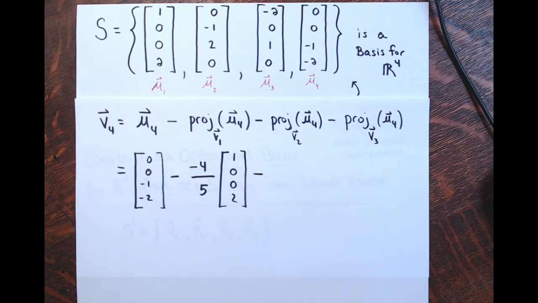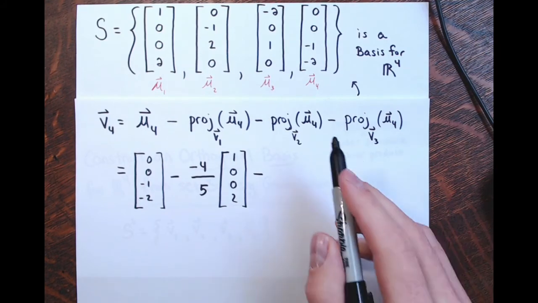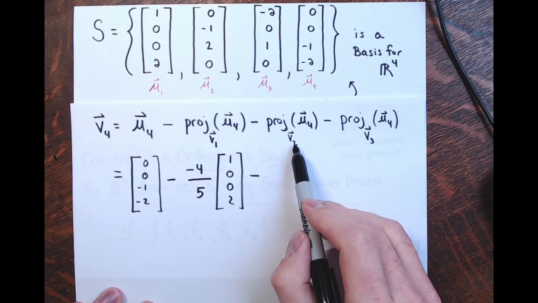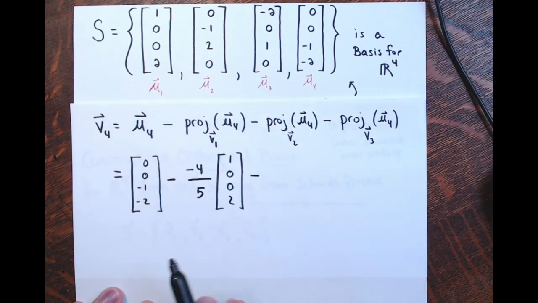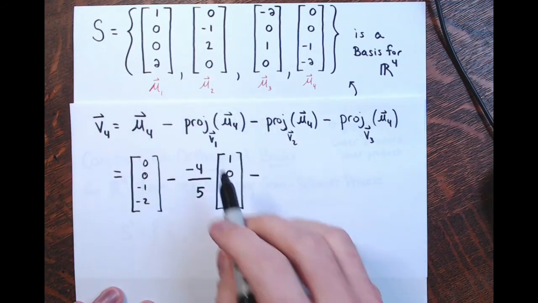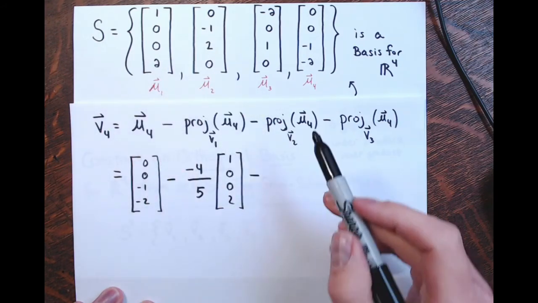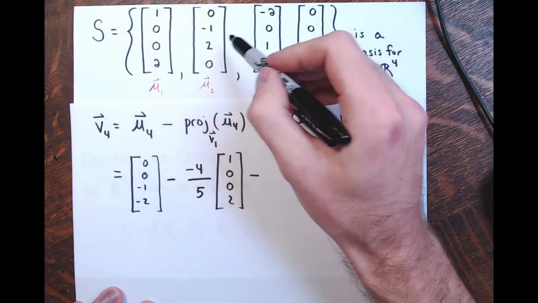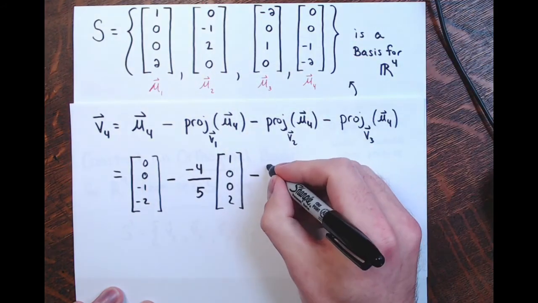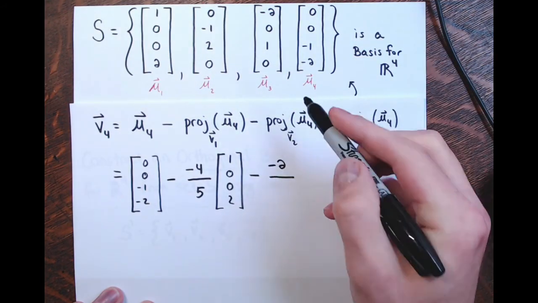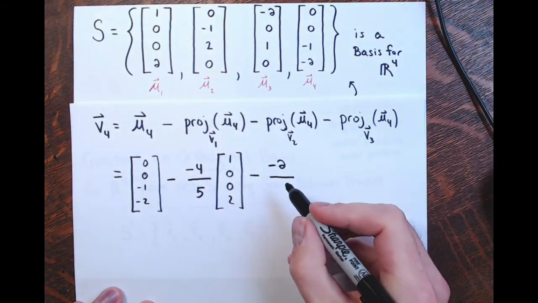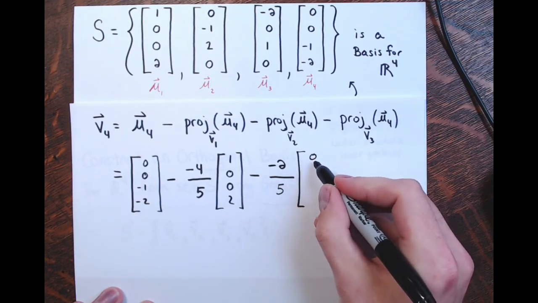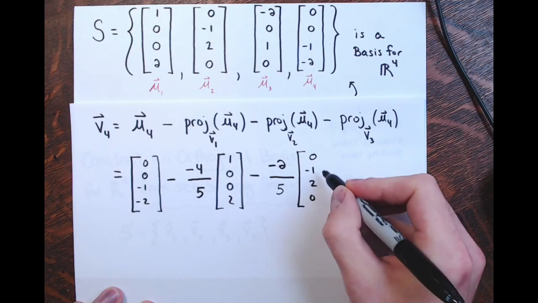Minus. Then the projection of u4 onto v2, which again earlier we saw v2 was the same as u2. Not always happening, but in this case it worked out that way because the first two vectors are orthogonal. All right, so u4 dot v2 would be 0, 0, -2, and 0, so -2. And the dot product of v2 with itself, u2 with itself, is again 5. And then times v2, which was u2, 0, -1, 2, 0.